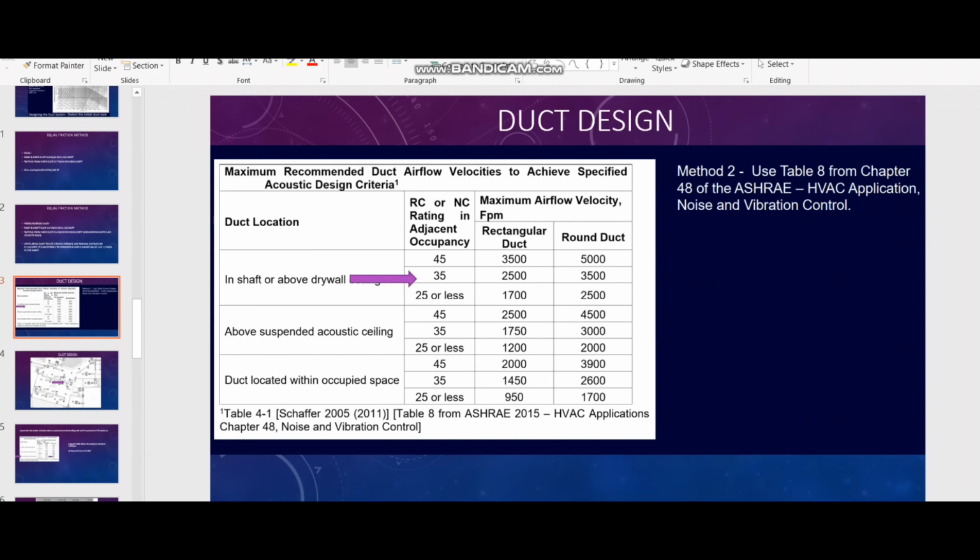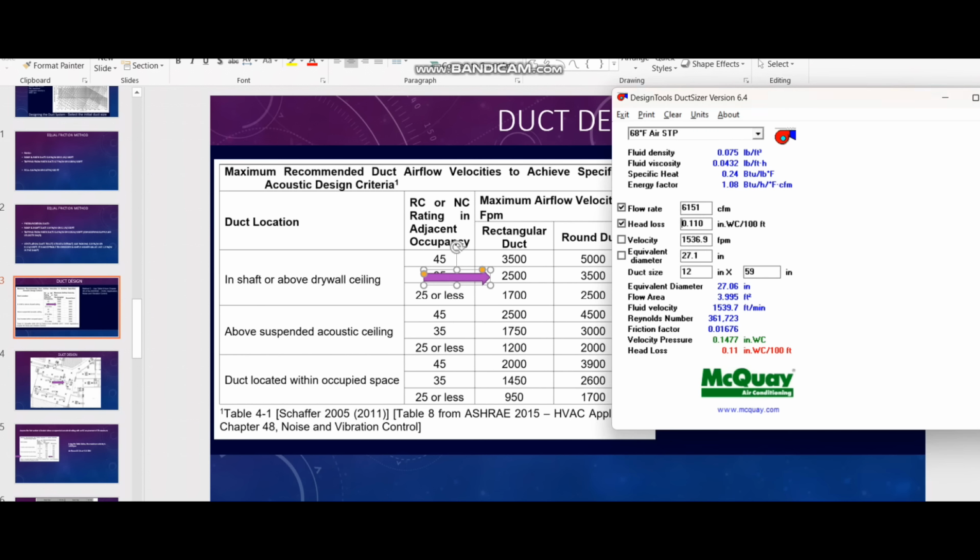So here different NC values are given. Of course, in the roof we can go with a slightly higher NC value. For example, you consider 45 or 35, any value based on your project requirement. Let me consider 35 for example, and at 35 NC value, the velocity must not exceed 2500. This is the first thing I have to verify. In my case the velocity is only 1539, so I am within a very safe limit of the design, and the design is acceptable.